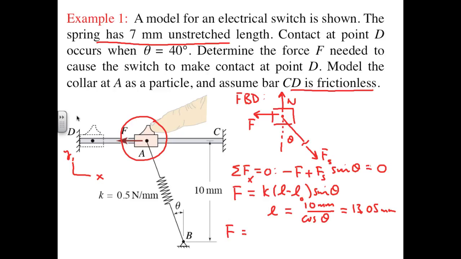So if we plug in K as half a Newton per millimeter and L as 13.05 millimeters, L0 as 7 millimeters, and theta equals 40 degrees, we get a value for F that's equal to 1.946 newtons. We could also write a force equilibrium equation in the y direction, and that would allow us to get the normal force N, but I'll simply stop here.